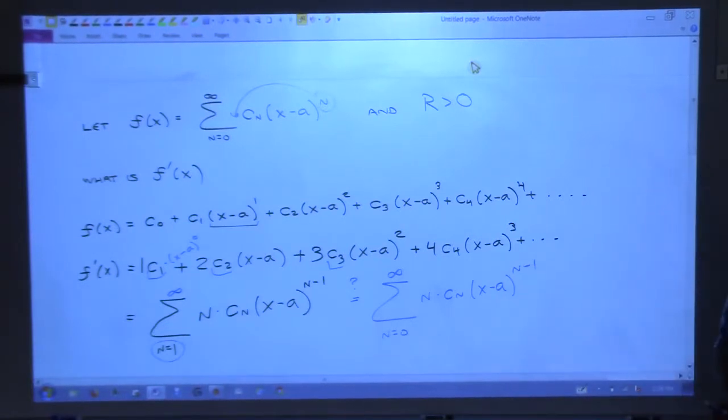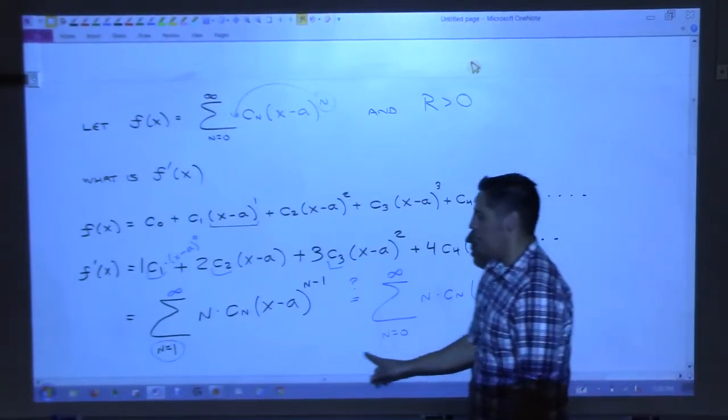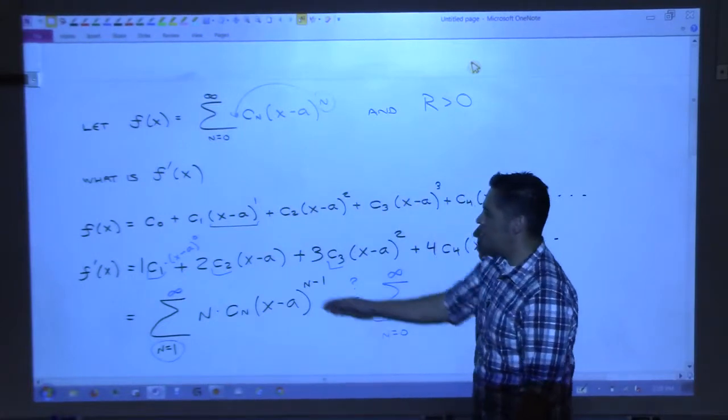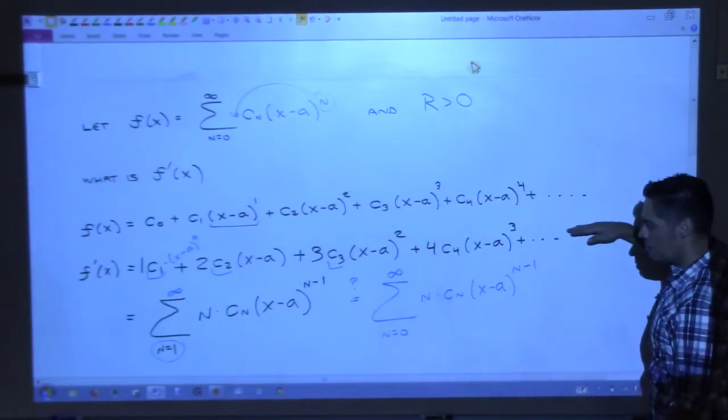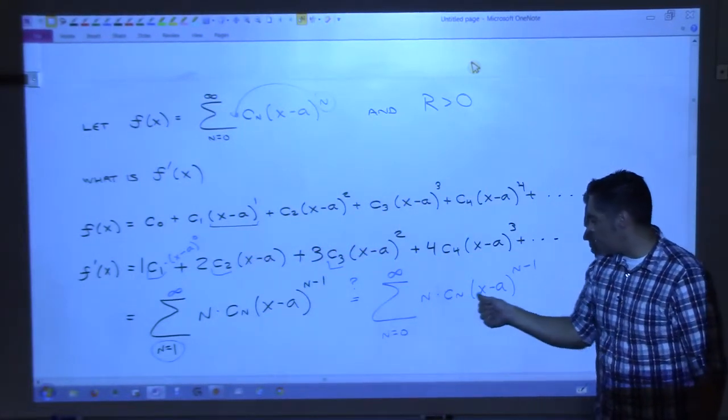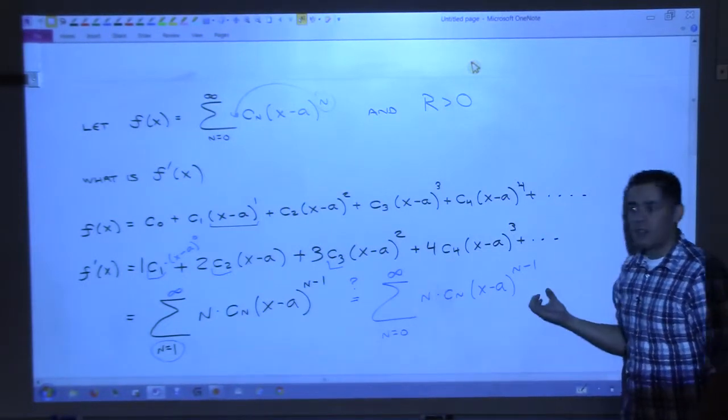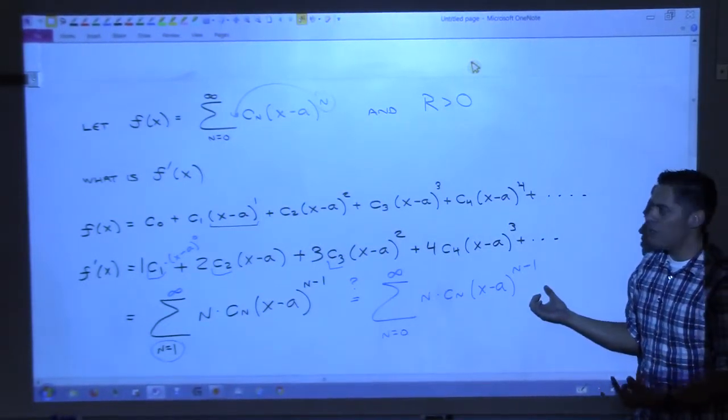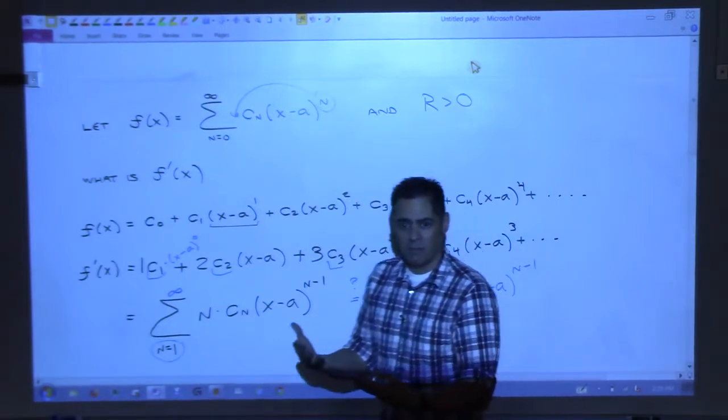So what would happen if I did just out of the blue say, hey, look, I'm going to change that 1 to a 0. Does it still provide me this list? So if n is 0, what happens? 0, it kills off, right? So when n is 0, you actually don't get a first term.